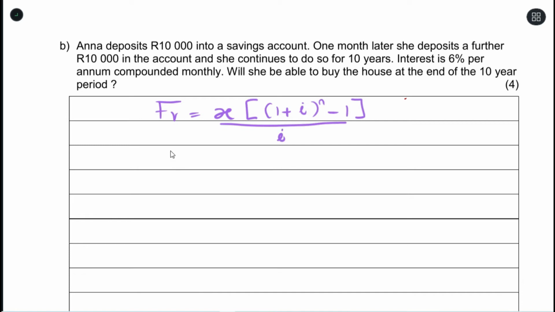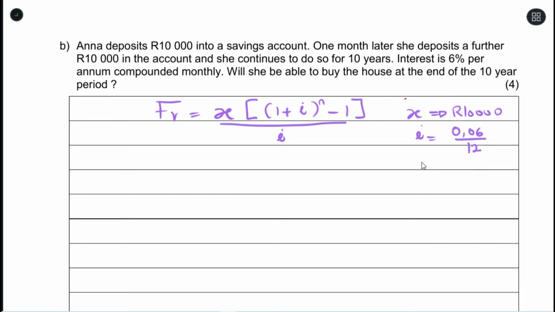Okay, so we're using future value because we are dealing with a savings account, right? A consistent savings, we always use future value. Now, we need to know what x is. x represents the deposits, and since you're depositing 10,000, that's your x. We have our i, it's the interest rate. The interest rate is going to be 0.06, right? Now, because it is compounded monthly, we also need to divide this value by 12.